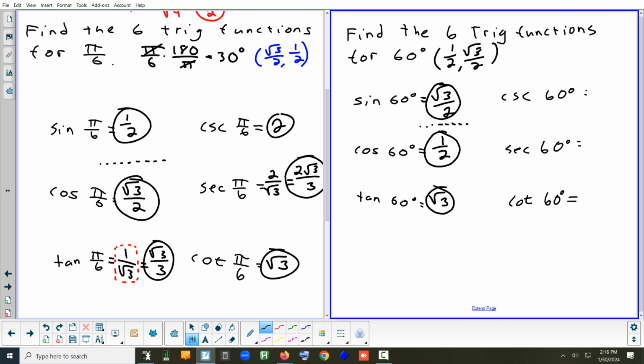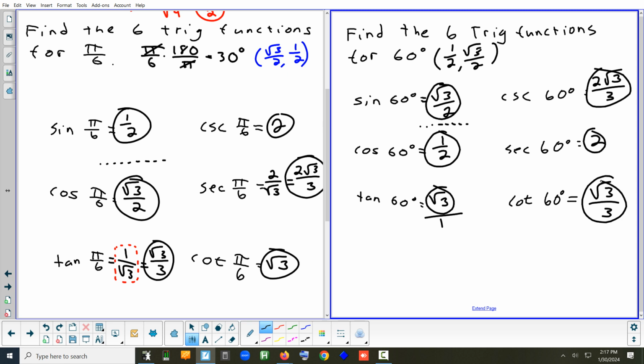How about my cosecant? 2 times the square root of 3 over 3. Perfect. How about the secant? It's going to be 2, because when you flip a half, you get 2. Now we have to flip this one. It's not a fraction, but if you want to think of it as a fraction, just put a 1 under it. What do we get when we flip the square root of 3? Square root of 3 over 3. That's when you flip it and you fix it.